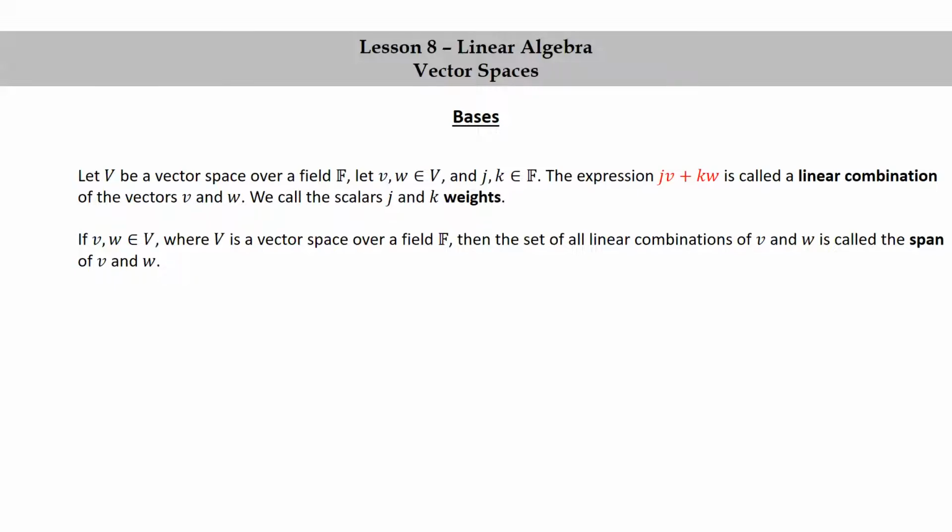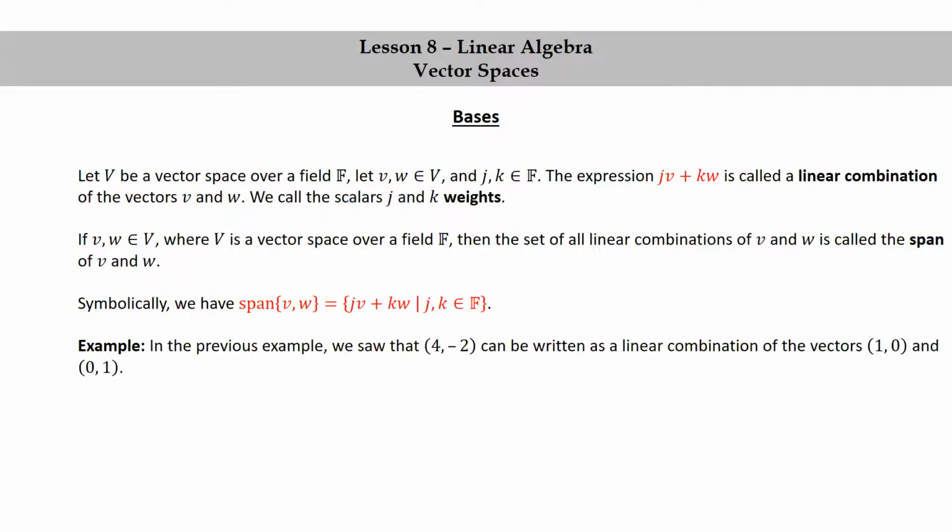If v and w are in V, where V is a vector space over a field F, then the set of all linear combinations of v and w is called the span of v and w. Symbolically, we have span(v, w) is equal to the set of jv plus kw such that j and k are in F. Let's look at an example. In the previous example, we saw that the vector (4, -2) can be written as a linear combination of the vectors (1, 0) and (0, 1). It follows that (4, -2) is in the span of the set consisting of (1, 0) and (0, 1).